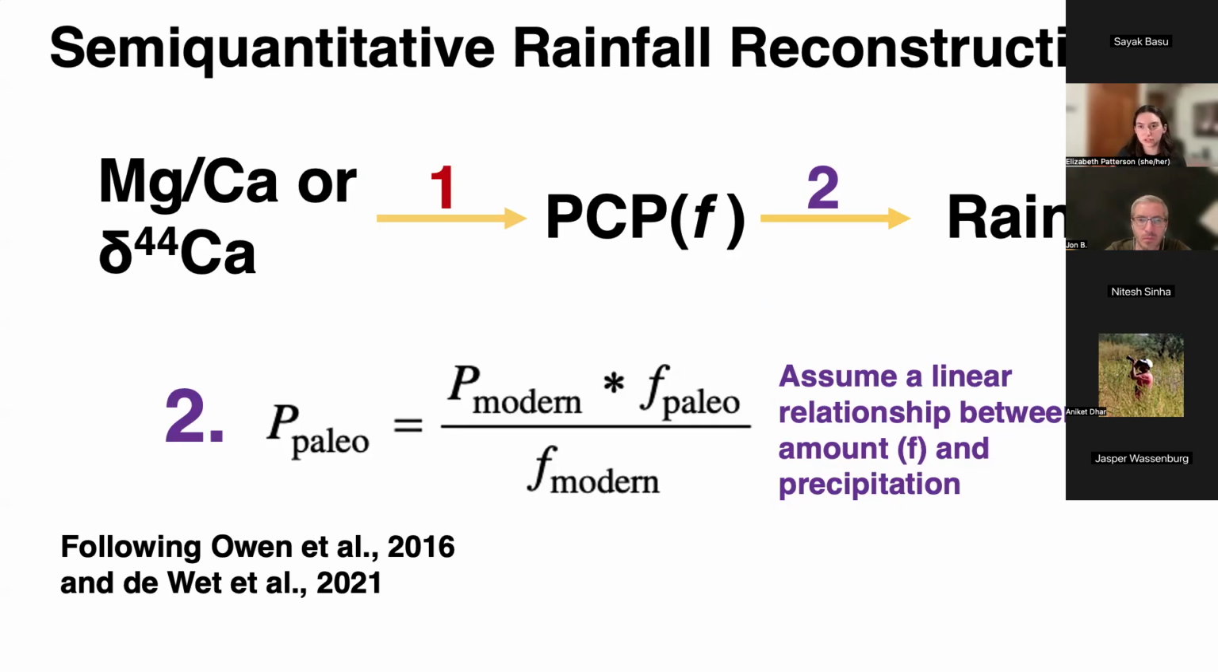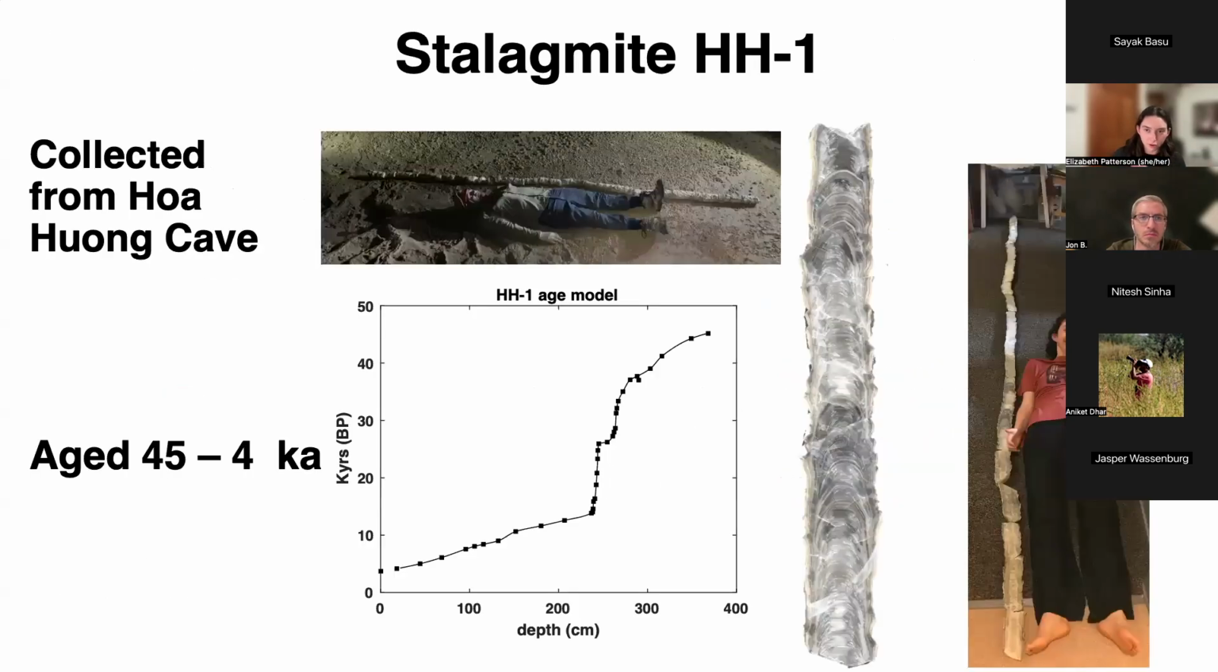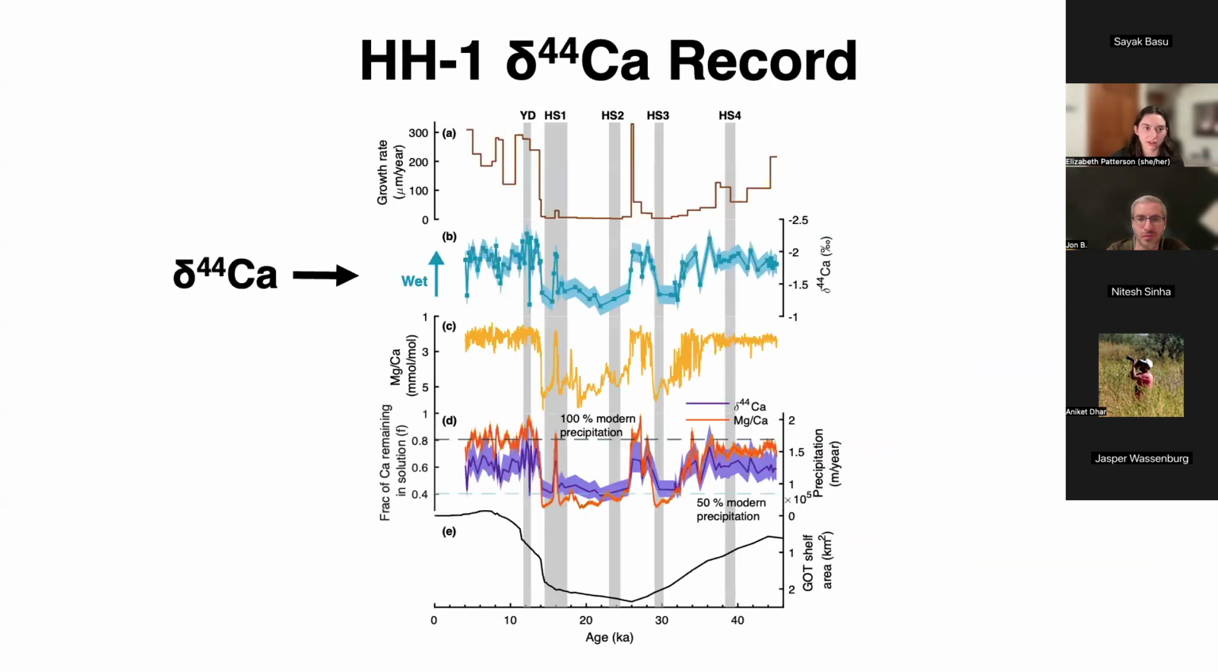So those are sort of the two main steps to back out rainfall amount. Okay, so that was a lot of setup. I already have my magnesium calcium ratios, and now I need to add the calcium isotopes and then convert them both into precipitation amount.